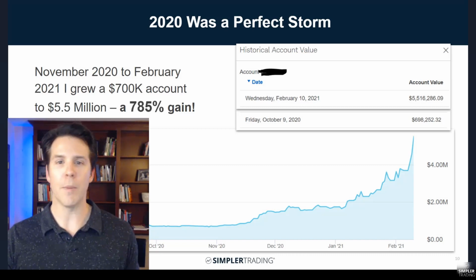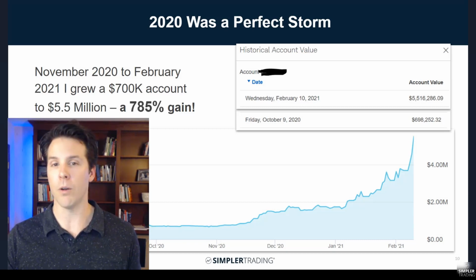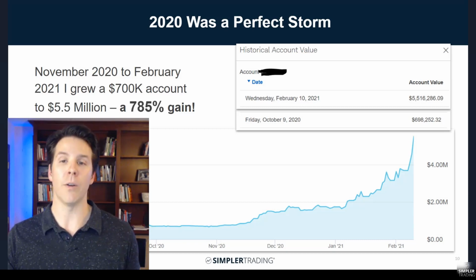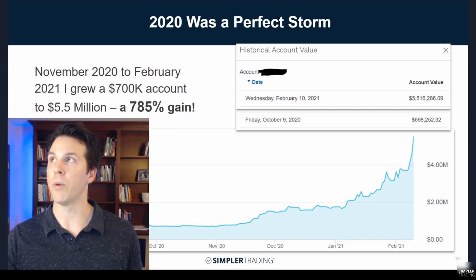The Moxie Indicator is a momentum-based indicator and was my primary tool in growing my account from $700,000 to $5.5 million in 4 months. This page is where you come to see market insights twice a week and any other market updates I find important to share.